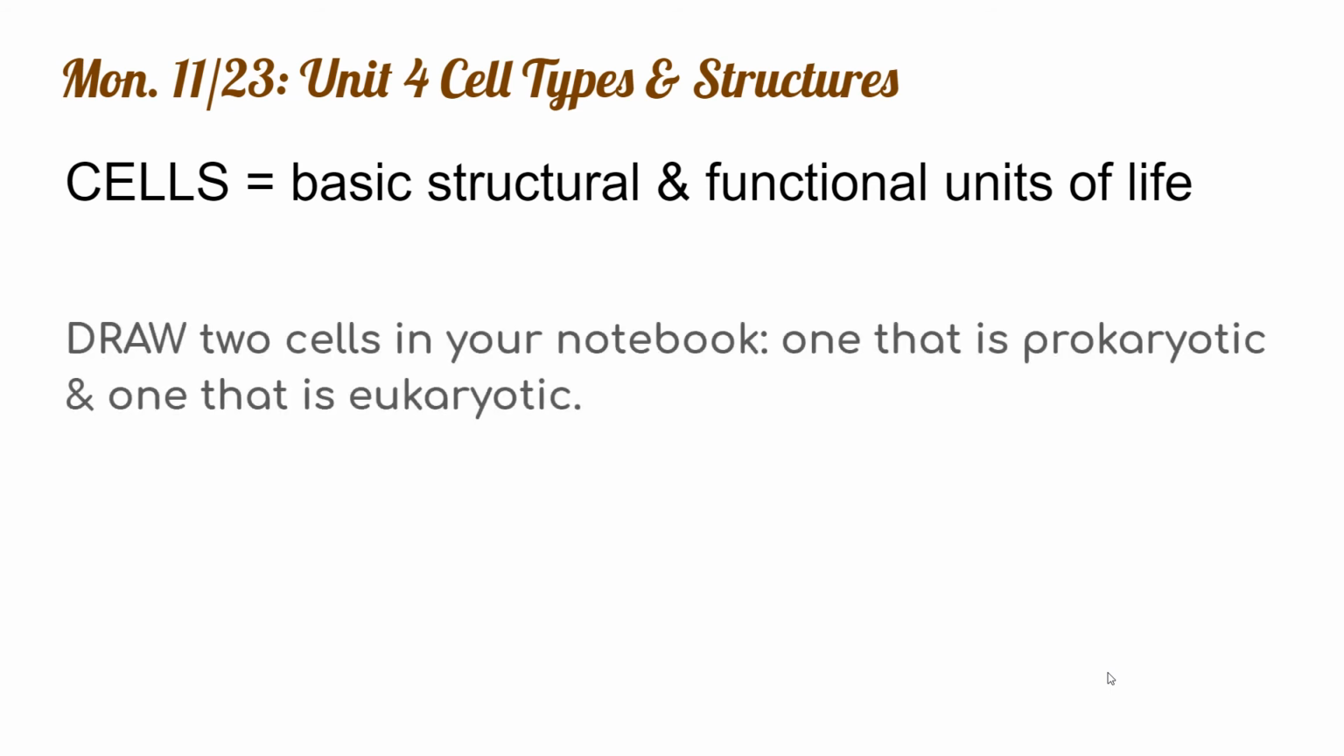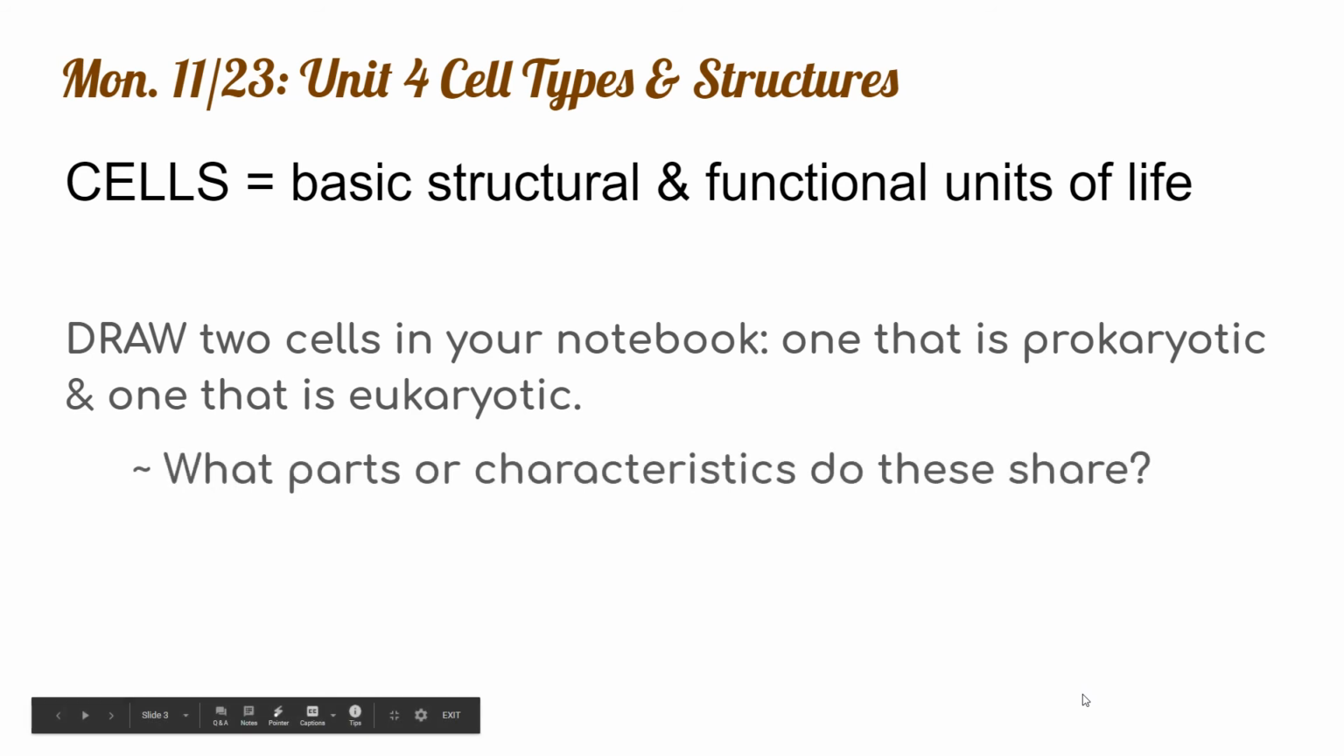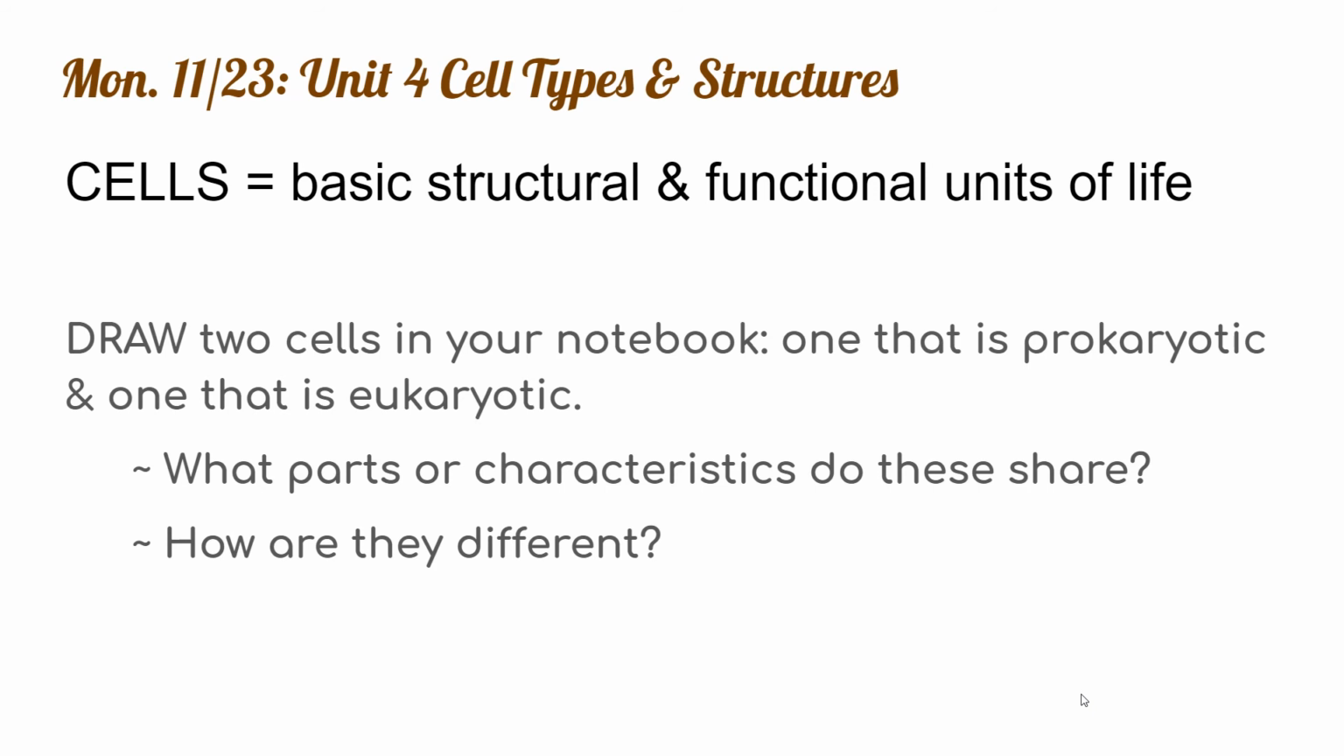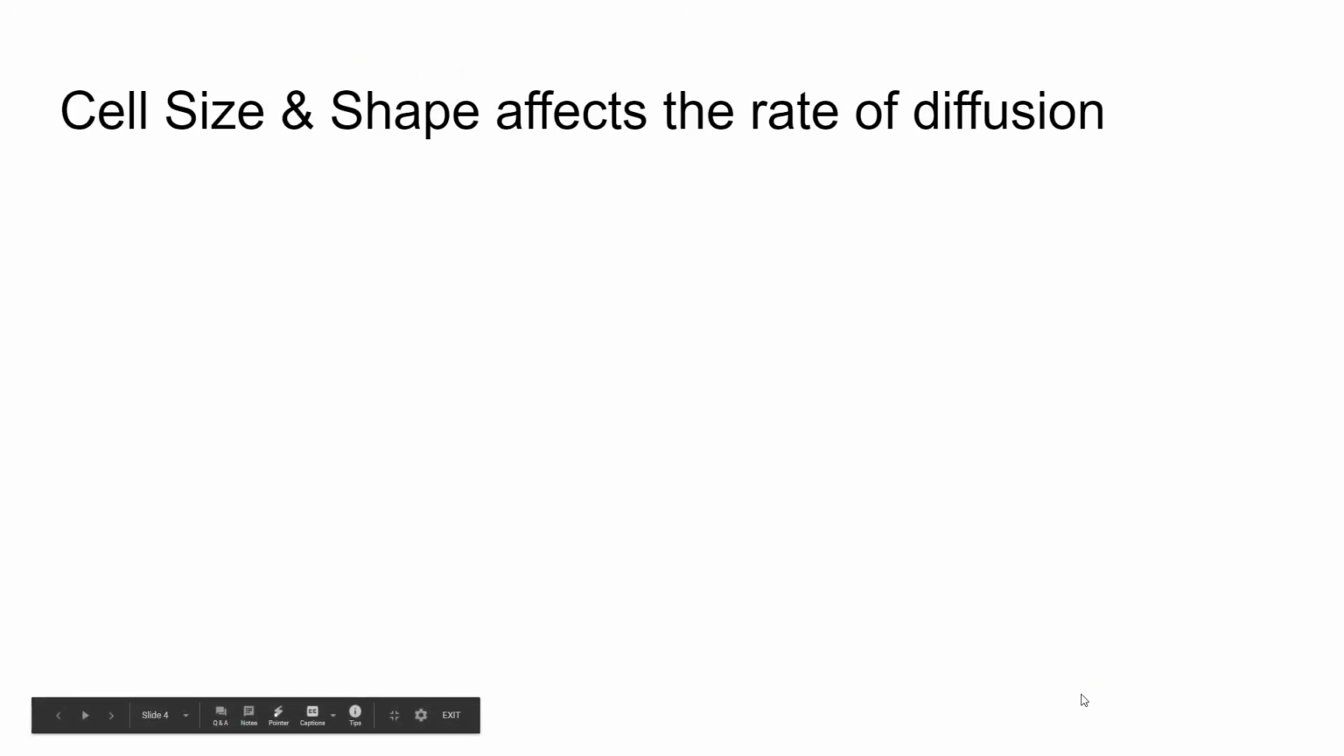So before we get started today, I want you to take a minute and think about what you know about cells. Grab your notebook and draw two cells, one that is prokaryotic and one that's eukaryotic. Don't look anything up. This is just kind of a little pre-test for yourself to see what you remember. We're going to come back to this more tomorrow and talk about these two cell types. As you draw this, notice what parts or what characteristics these cells share and how they're different.